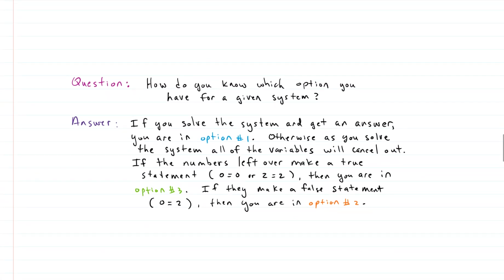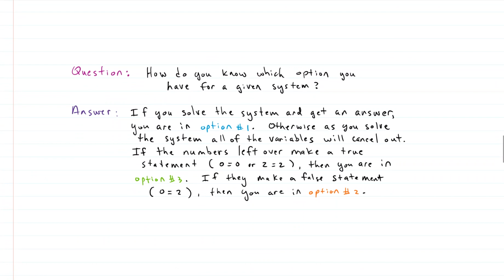So how do you know which of these three options you're in when you're solving a problem? That's also pretty simple. Well, you just start solving the problem. And if you get an answer, then you're in option 1, and you've only got one answer, assuming you did your algebra correctly. Otherwise, as you're going along, the variables will cancel out, and you'll just be left with numbers and an equal sign. If those numbers and equal sign make a true statement, like 0 equals 0 or 2 equals 2, then you know you're in option 3, which is infinite solutions. If those numbers and equal sign make a false statement like 0 equals 2, you're in option number 2, which is no solution.